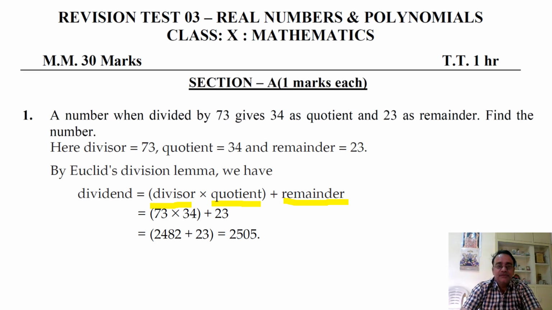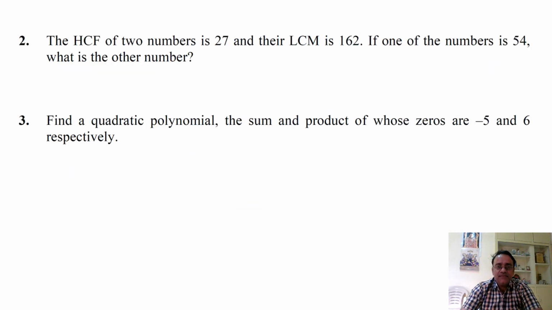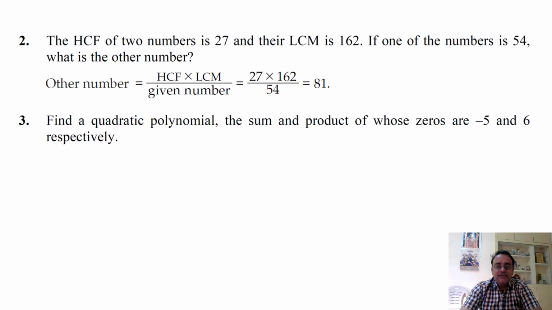So let us move towards question number 2. Question number 2 is: the HCF of two numbers is 27 and their LCM is 162. If one of the numbers is 54, what is the other number? So we have one formula that HCF into LCM is equal to the product of two numbers. So the other number will be equal to HCF into LCM divided by the first number which is given. Okay, so this is the formula. So 27 into 162 divided by 54 will be equal to 81.